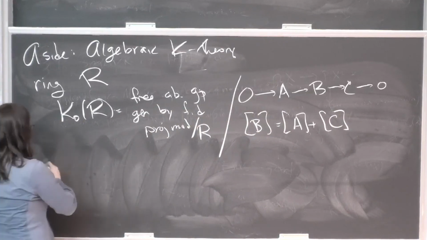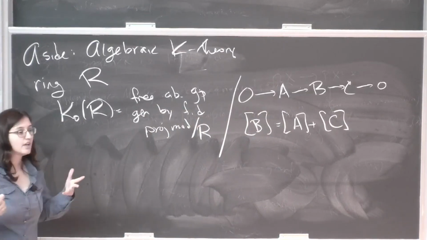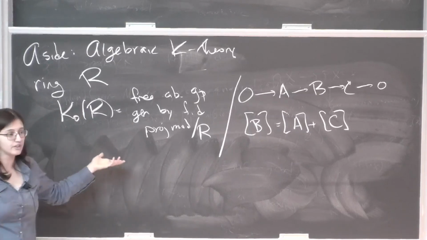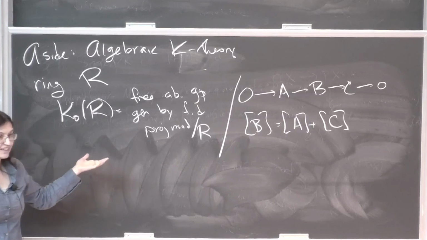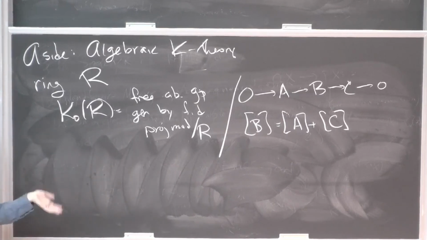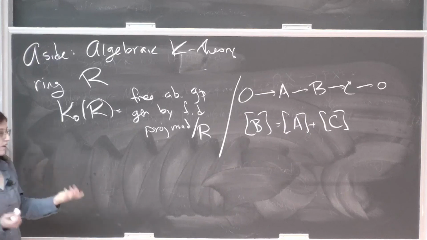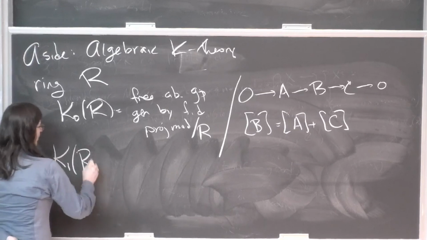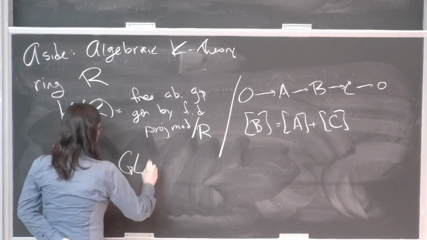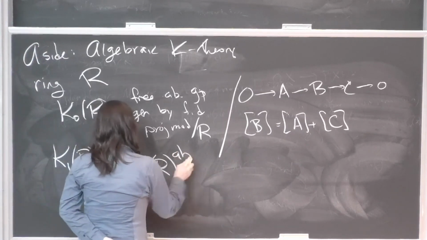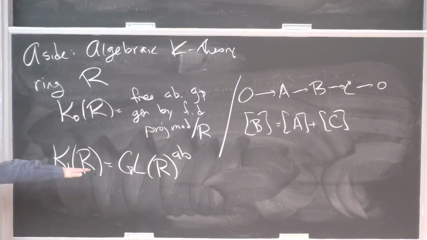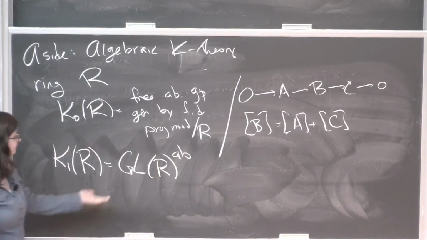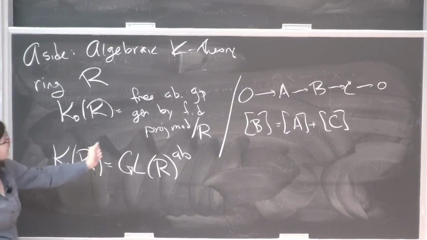And then we're going to say, OK, this gives us a lot of information about the ring. But for instance, all fields give you the same thing. So clearly, it doesn't remember all the important information about the ring. So we can construct other K groups. We can, for instance, define K1 of R, which is usually defined as the abelianization of GL of R. So this is all matrices which are going to be the identity outside of a finite region. And then you abelianize that.